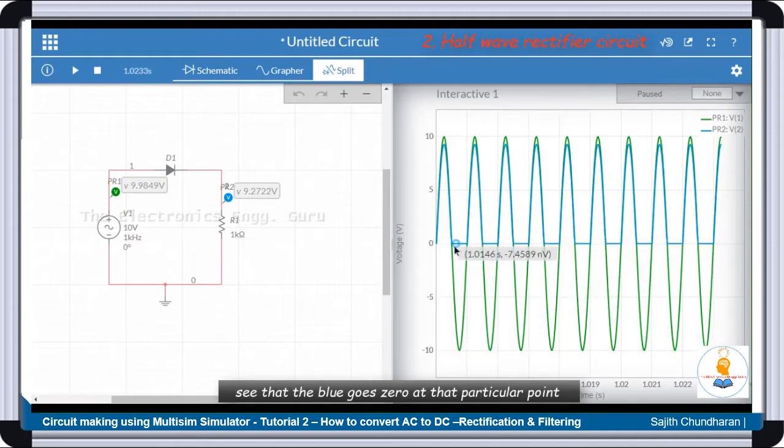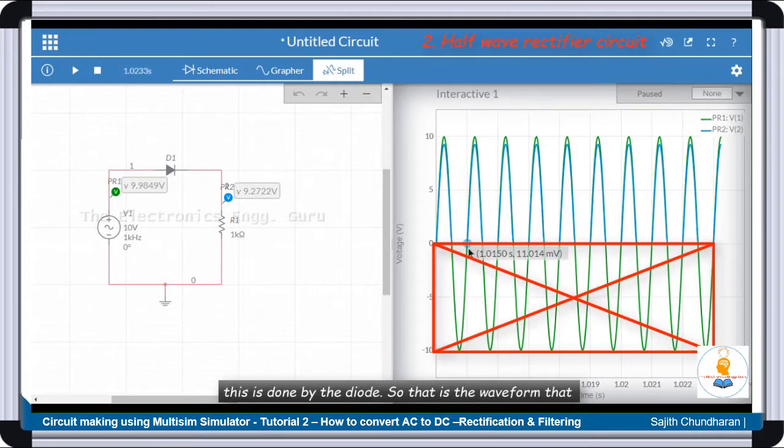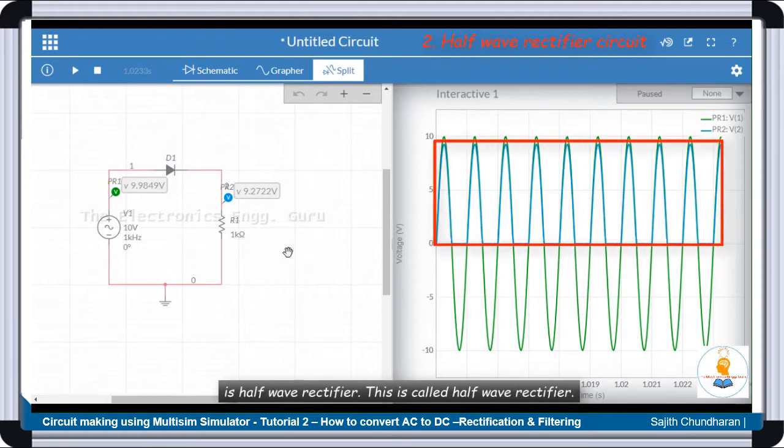You can see that the blue goes 0 at that particular point, and again it continues with the input waveform, that is a green waveform, till it comes back to 0, and again it remains at 0. That means that all the negative voltage, that is the voltages which are coming below this 0 to -10 and going back to 0, are getting removed, and this is done by the diode. So that is a waveform, that is a half wave rectifier. This is called half wave rectifier.